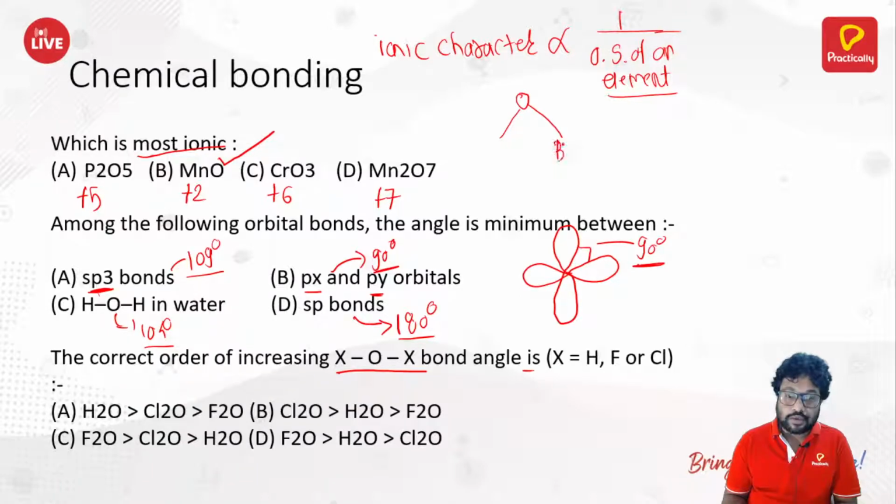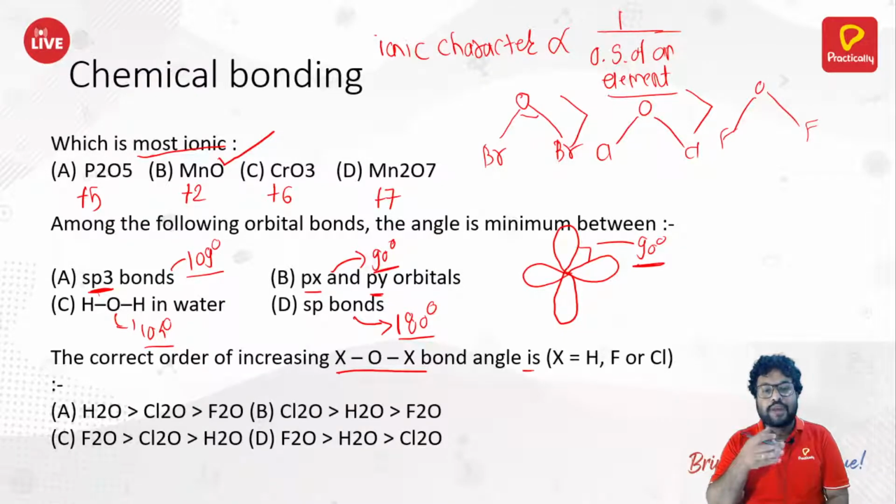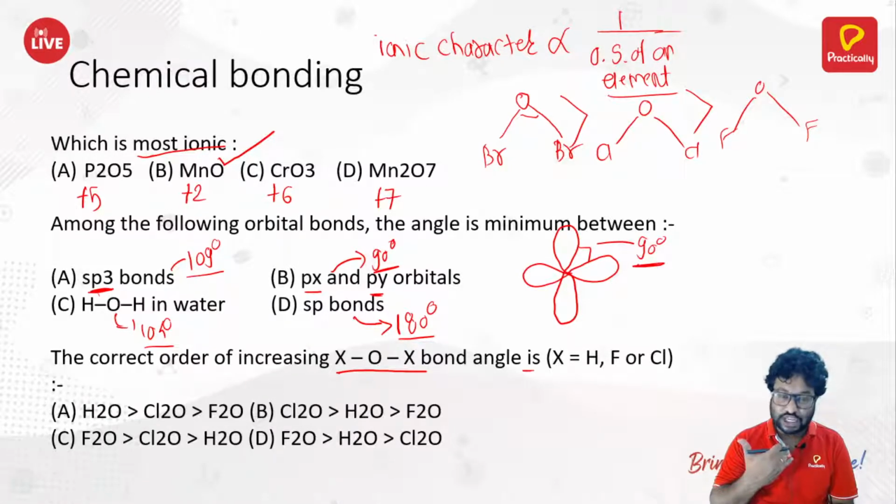That means if you have a bromine here, this is the bond angle of bromine, then you have a chlorine, then you have a fluorine. So if you write the bond angle, this bond angle has to be largest, then this, then this. That's the correlation between bond angle and the size of atoms which are attached to oxygen. Okay, so Cl2O has to be having the higher bond angle than the F2O.